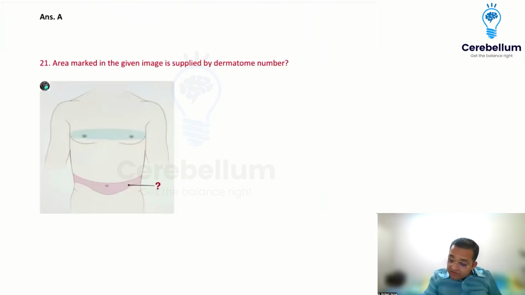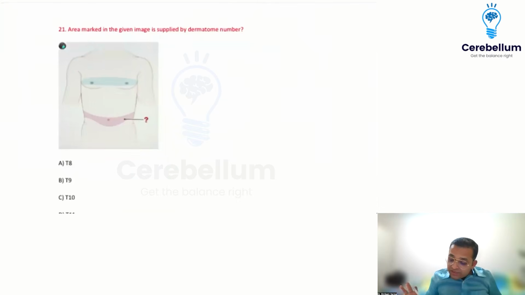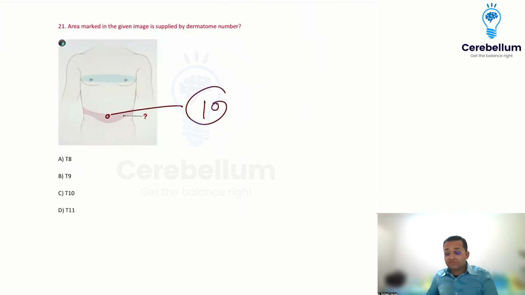Yes, the area marked in the given image is supplied by which dermatome number? T8, T9, T10, T11. Can you see this level is at the umbilicus? Yes, the umbilicus is round. Just add one stick. So this is T10. Okay, so yes, T10 is the answer. Getting the point?